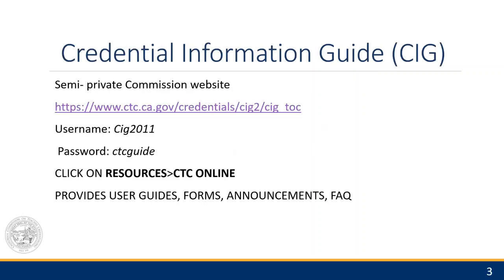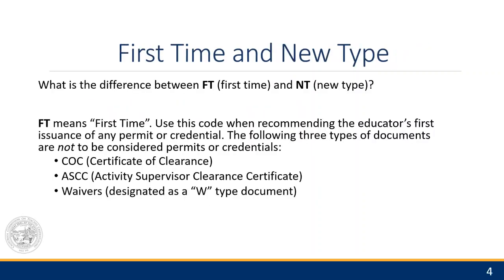So first things first, talk about some of the codes. When you're submitting an online application, there are different codes that you choose when you're looking for the list to submit. Some of them say FT and some say NT. So what's the difference between FT and NT? The common misconception.